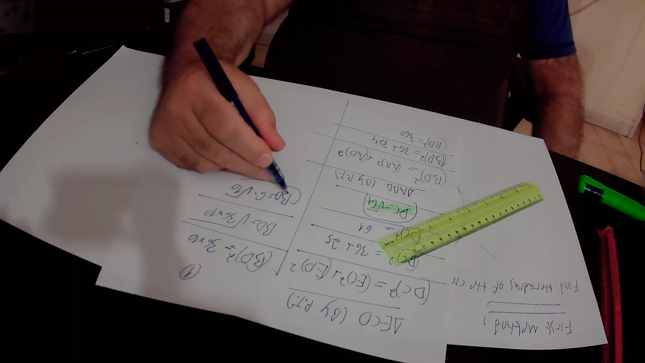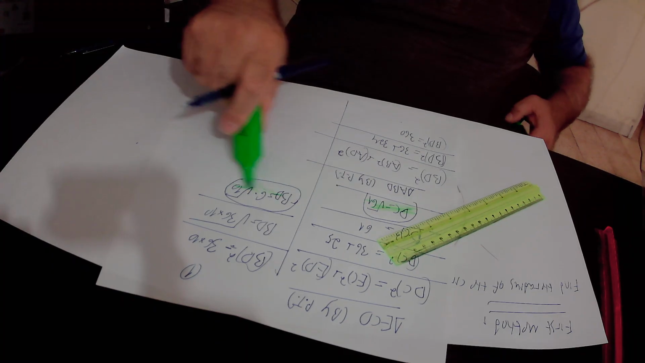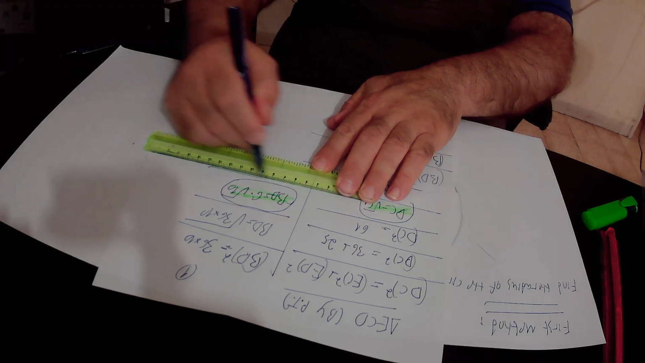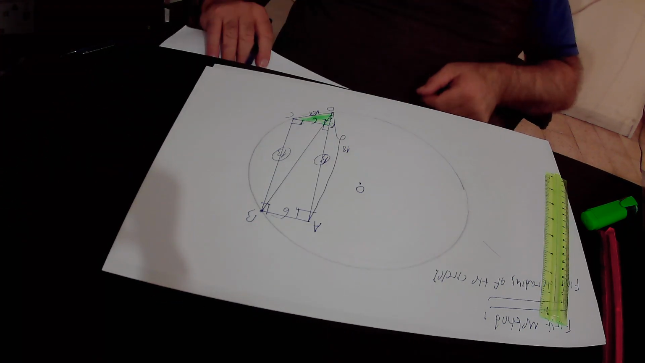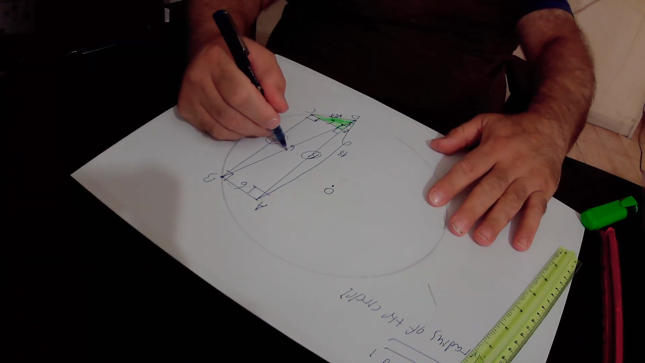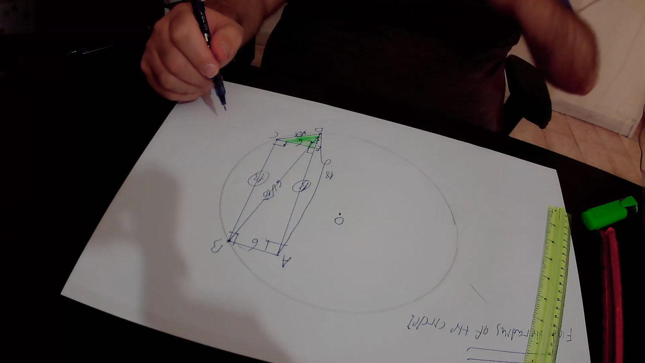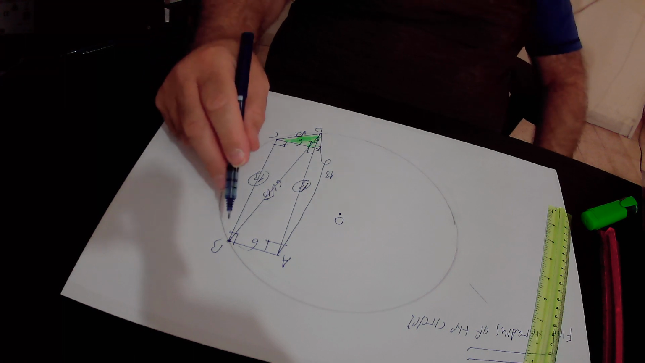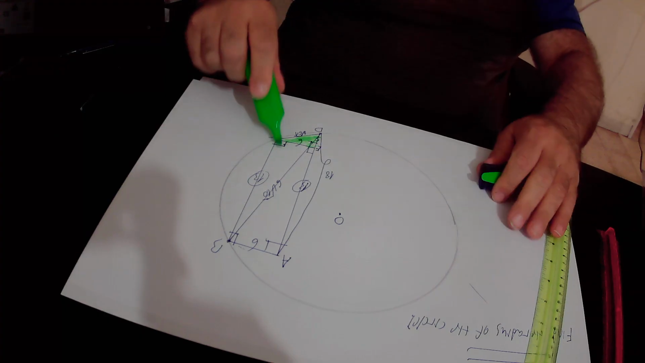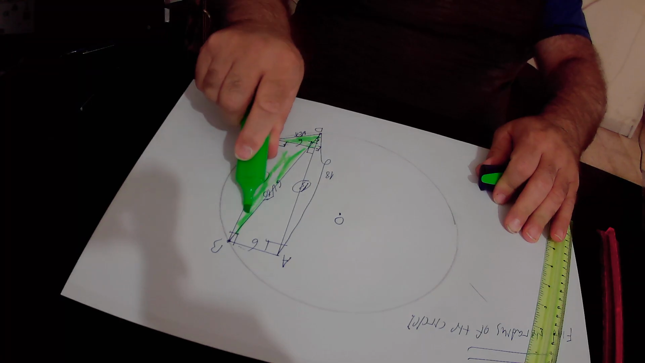So BD equals 6 times square root of 10 units. Here, the hypotenuse BD equals 6 times square root of 10 units. In the next step, we'll find out the area of this triangle BDC. Again, we'll find out the area of this green triangle BDC.